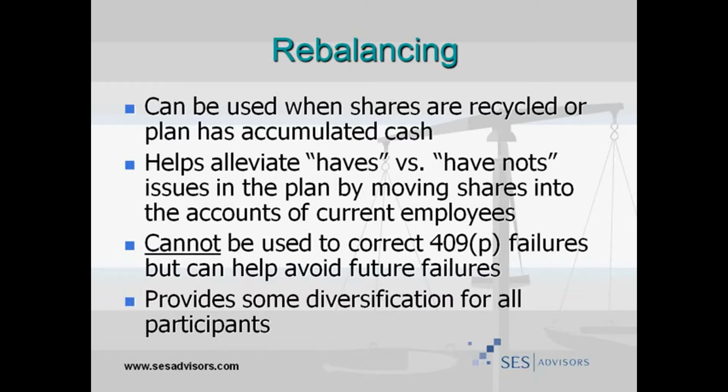And then, of course, the other underlying result is that it provides, in effect, some diversification for all participants. Because suppose you were not rebalancing and you had active participants with shares, and in the future, after the loan was paid off, you kept contributing cash, then all of your newer participants would have mostly cash, and older participants would have mostly shares. By rebalancing, you're in effect forcing a type of diversification so that everybody has some cash and some shares in their accounts.